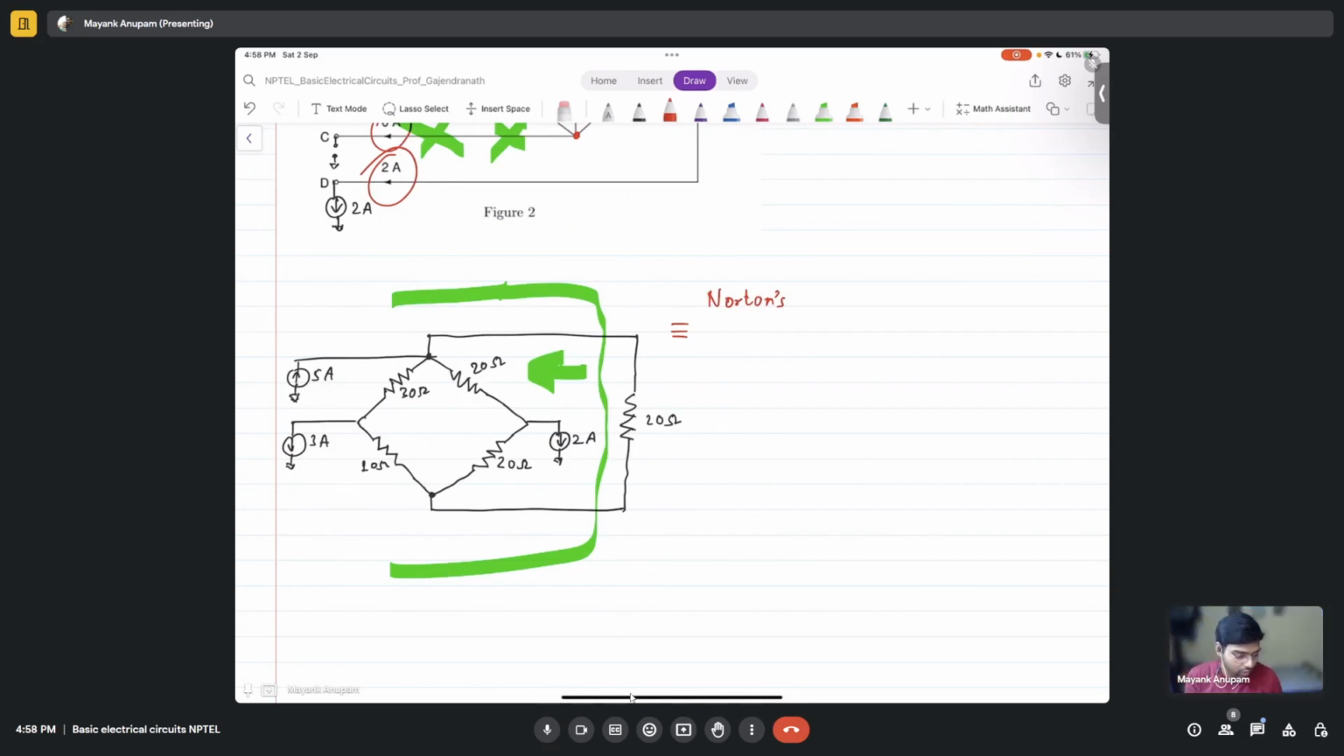The resistance you need to find out anyway for the Thevenin's equivalent also, right? But the Norton's current is actually what? You have to short the output terminals. Remove this 20 ohms and simply connect a wire, and then find the current flowing in it. That will be more beneficial if you have only current sources. So here, since we have only current sources, Norton's equivalent is much preferable, right?